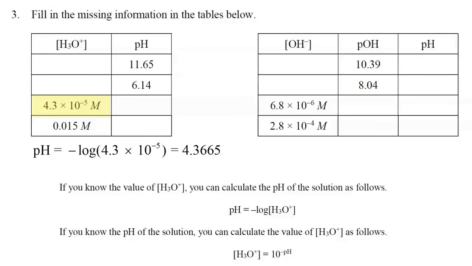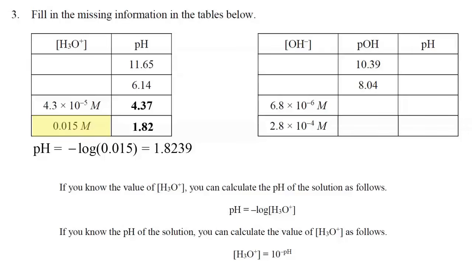Remember that only the digits to the right of the decimal are considered to be significant in a pH. So since 4.3 times 10 to the negative 5 has 2 significant digits, then I will round off my pH to 4.37 so that that value also has 2 significant digits. The next concentration of the hydronium ion that I see in the table on the left is 0.015 moles per liter. So that number has 2 significant digits. I take the negative log of that value, and I get 1.8239. Again, only focusing on the digits to the right of the decimal, I will round off the pH to a value of 1.82.